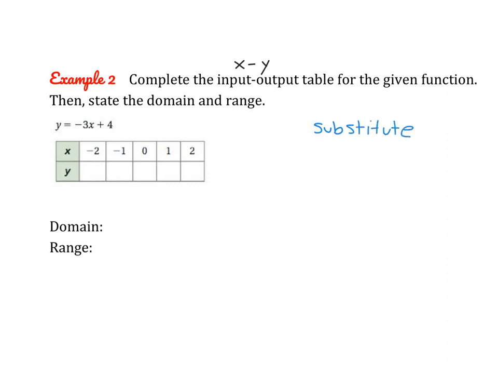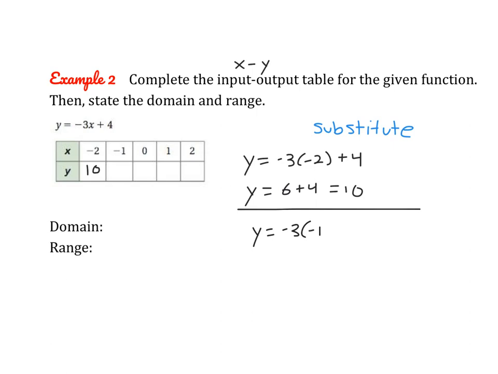So we're going to take our first input, which is negative 2. And we're going to say y equals negative 3 times negative 2 plus 4. So y equals 6 plus 4, which is 10. So for the input of negative 2, I get an output of 10. And we can do the same thing for negative 1, 0, 1, and 2.